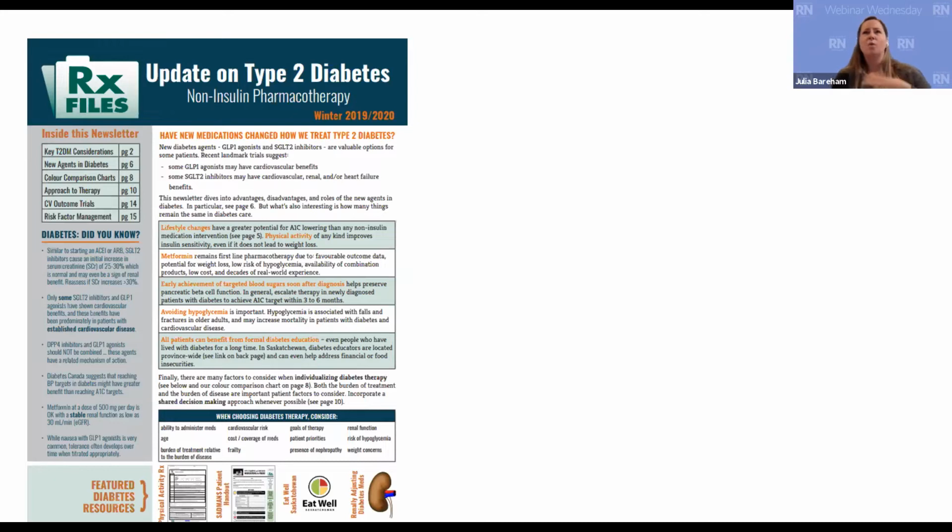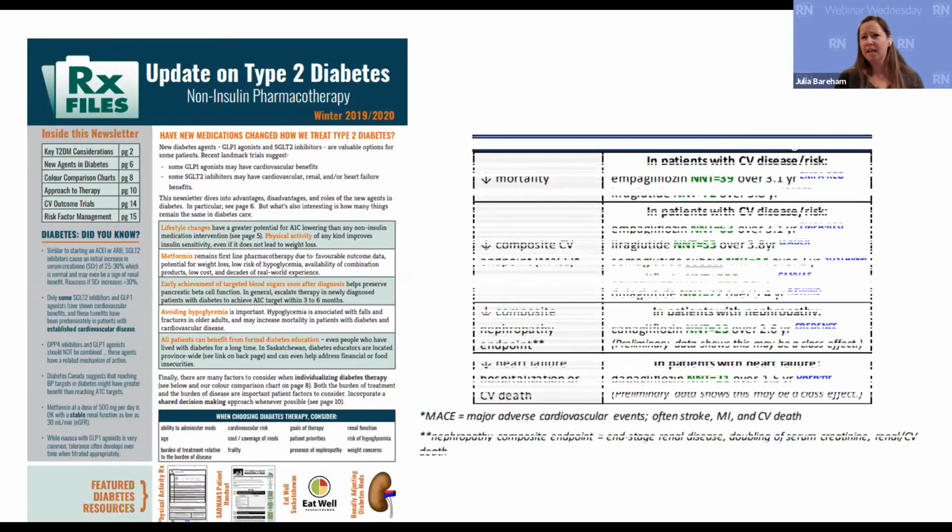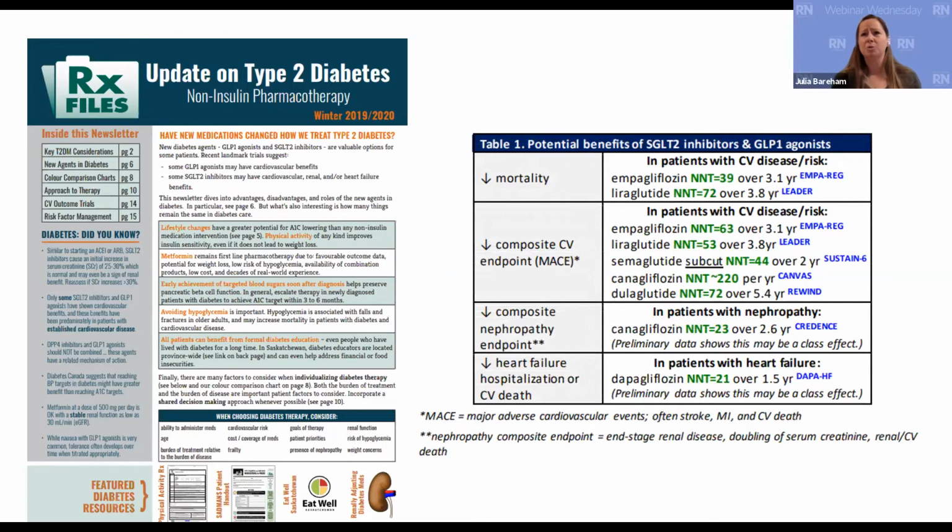So we're really evidence-focused. We want to present to you, what does the evidence say? What do we know? How well do these medications work? And put it into context so you can really compare them. And in that newsletter, again, you'll find the potential benefits of these newer agents, SGLT2 inhibitors and GLP-1 agonists. How well do they work to actually decrease your risk of death?